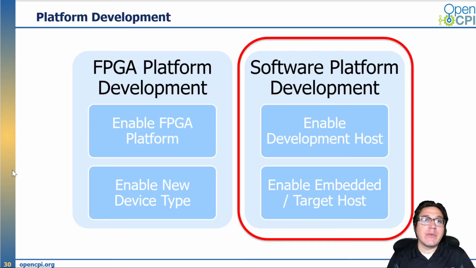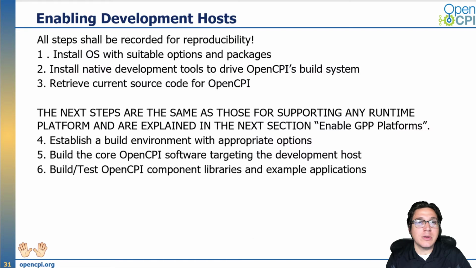So, software platform development. There are two hosts: the development host and the target host, or target platform. For the steps, it's very important that all steps are recorded for reproducibility. The first step is to install the options and packages needed to build the OpenCPI source code.